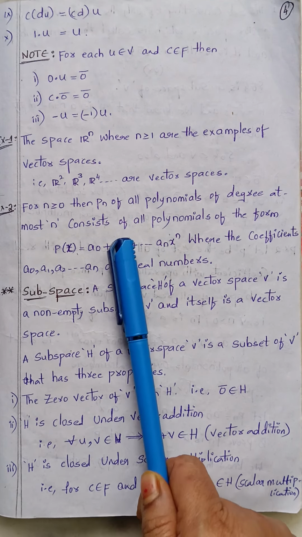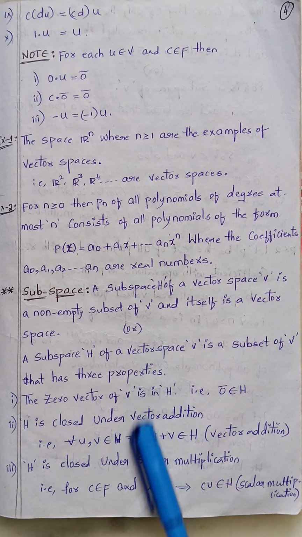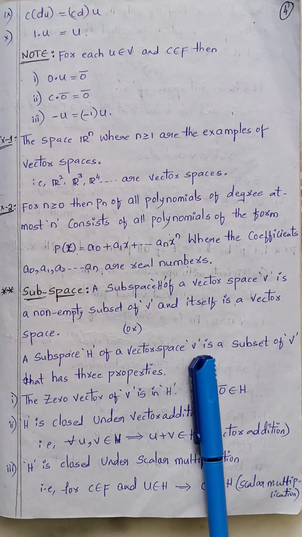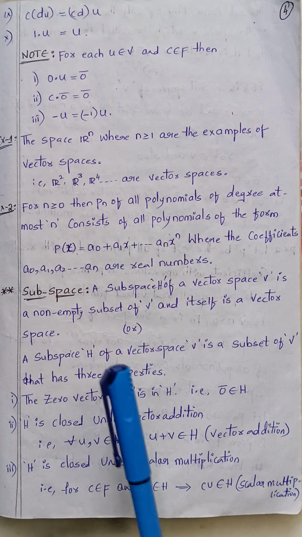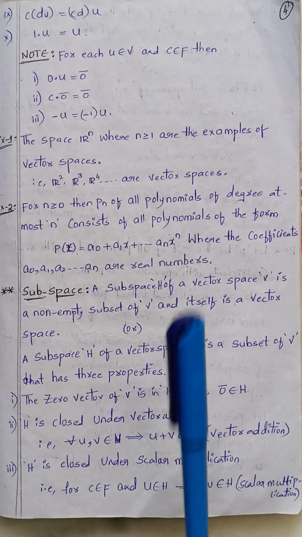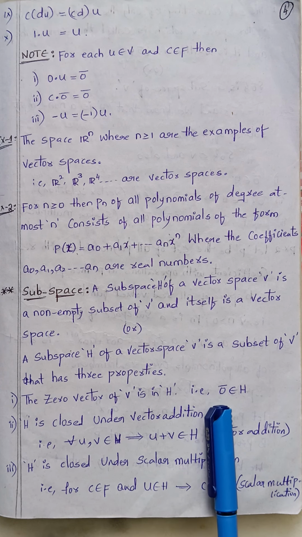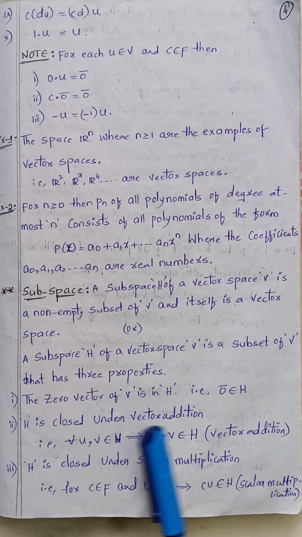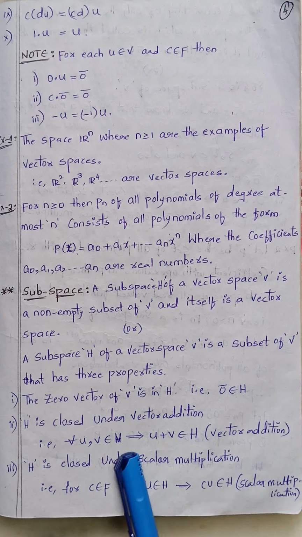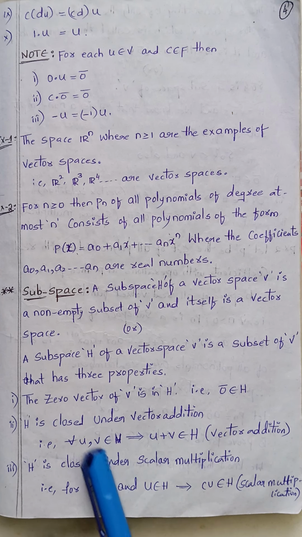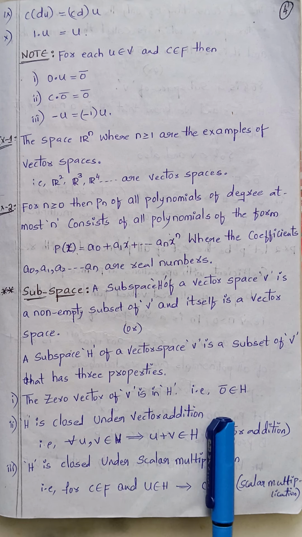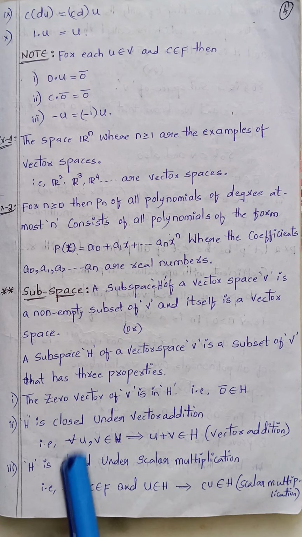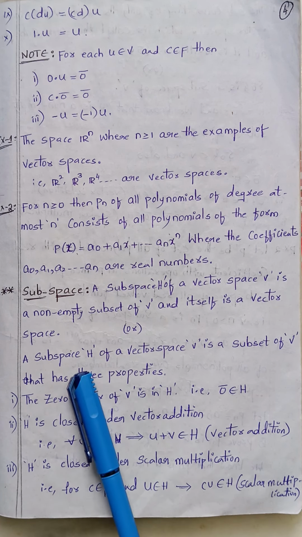Instead of satisfying all 10 conditions, we have a short definition for a subspace. H is a vector subspace of a vector space V, a subset of V, and it should satisfy 3 properties instead of 10. The first property is that 0 bar must belong to H, meaning the zero vector must be in H. The second is that it is closed under vector addition, which is the closure property, the first property in vector space. And it is closed under scalar multiplication, the sixth property in vector space. If it satisfies all these 3 conditions, then we can say H is a subspace of V.